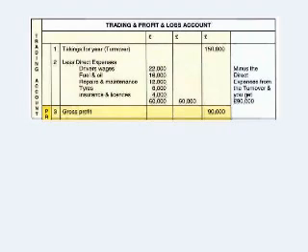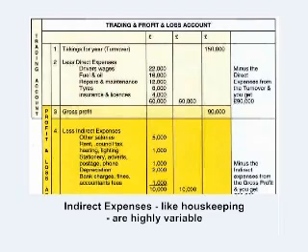We start again with gross profit. Next, we have indirect expenses of £10,000, which include other salaries, not drivers, rent and council tax, heating and lighting, stationery and adverts, postage and phone, depreciation, bank charges, fines and accountant's fees.